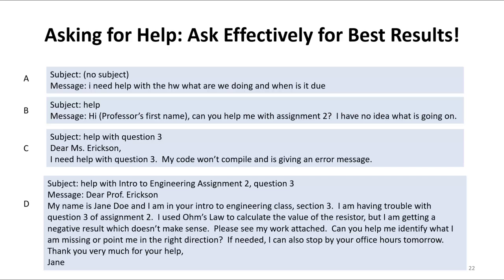Here are a few things to consider when asking for help. First, make sure you ask effectively for best results. For example, consider these email messages. These are 4 messages similar to actual messages I've received. Which of these messages would you be able to answer most quickly and efficiently? Take a look at message A, B, C, and D here, and think about which one you would be able to answer most quickly and easily in order to help that person. And if you need, go ahead and pause the video if you need a little more time to read these.